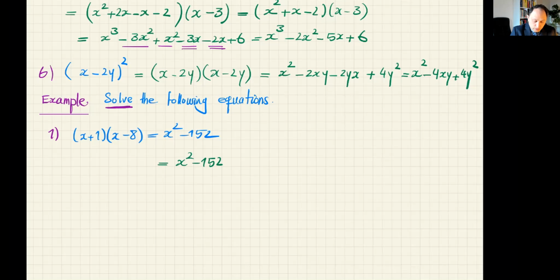But just now we learned what to do here. We just expand this expression. That's the only way that might solve our problem. So if I expand that, this x times x is x squared, x times minus 8 is minus 8x, and then 1 times x is x, minus 1 times minus 8 is minus 8.